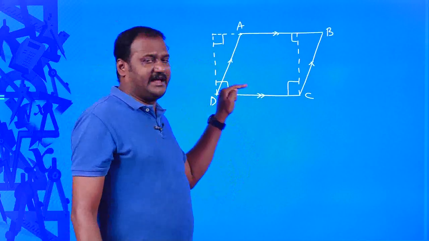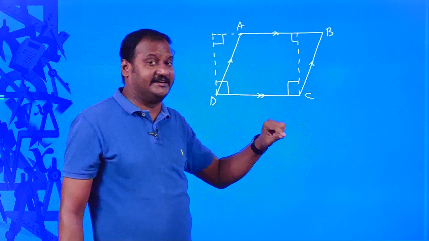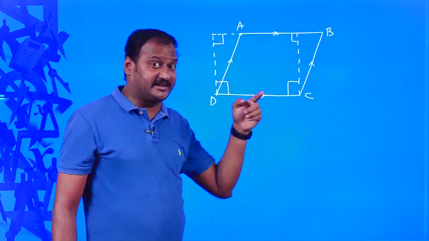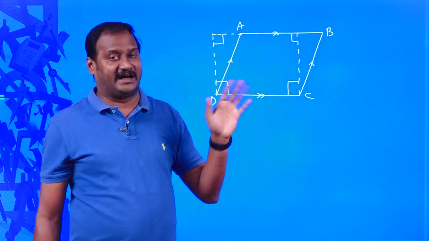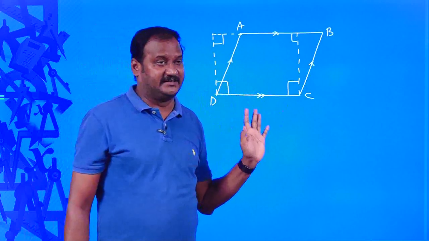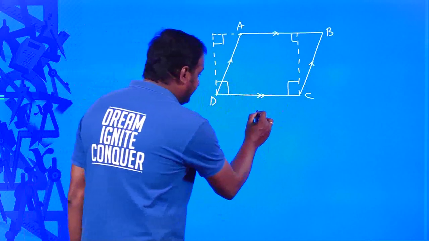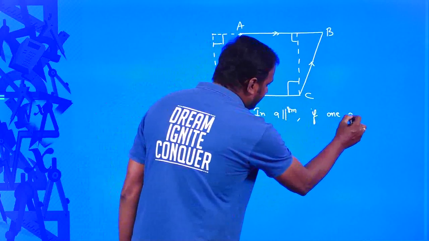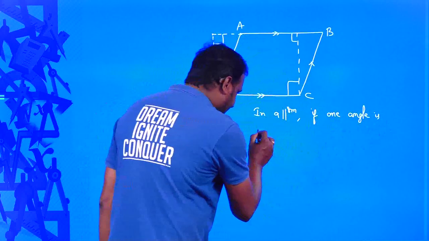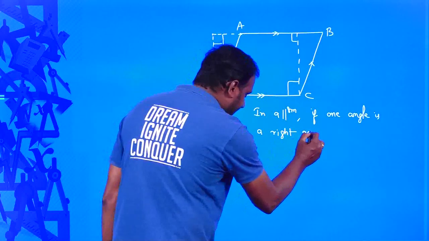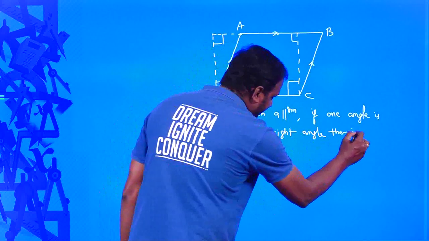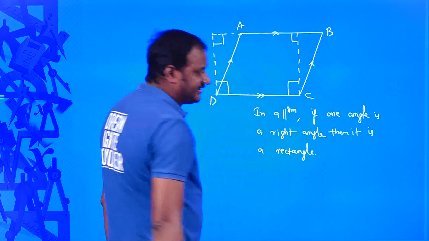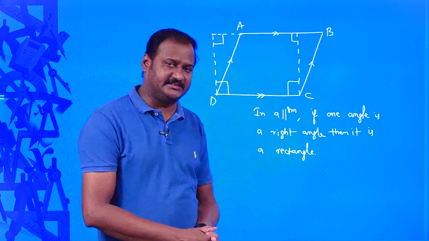Okay? So, if one angle of a parallelogram is a right angle, then it is said to be a rectangle. Did you understand what my definition for a rectangle is? A rectangle is a quadrilateral and it is a modified parallelogram. So, what modification has been done? That modification is: in a parallelogram, if one angle is a right angle, then it is a rectangle. One angle is a right angle, then it is a rectangle. This is the definition of a rectangle. A rectangle is a modified parallelogram.